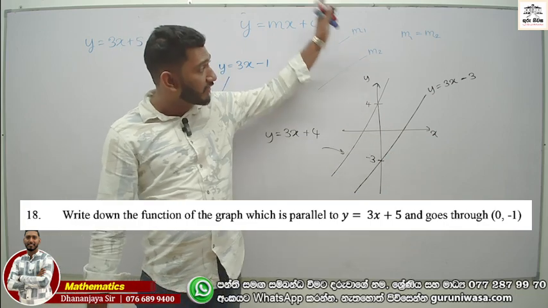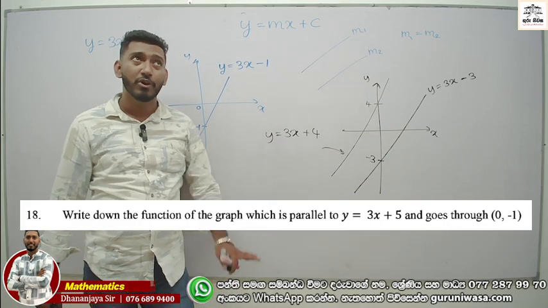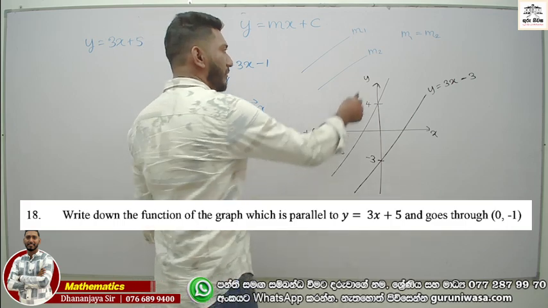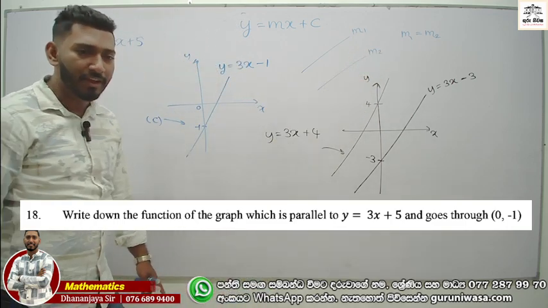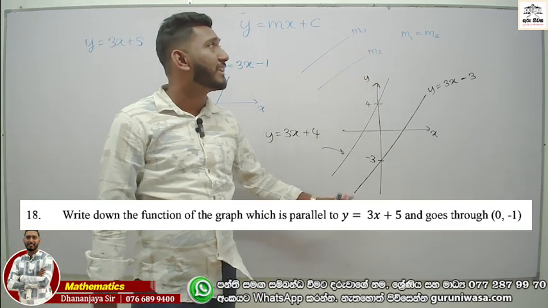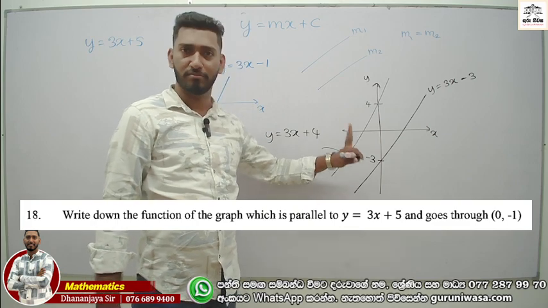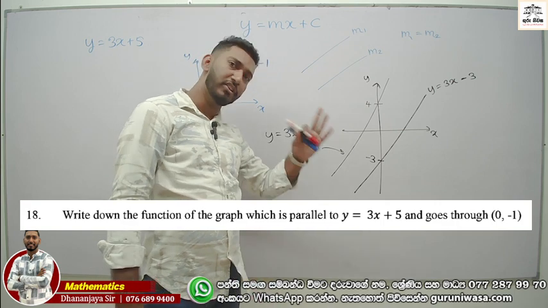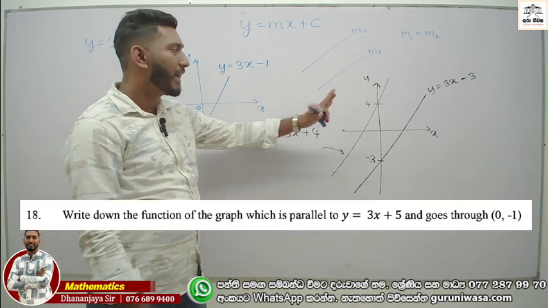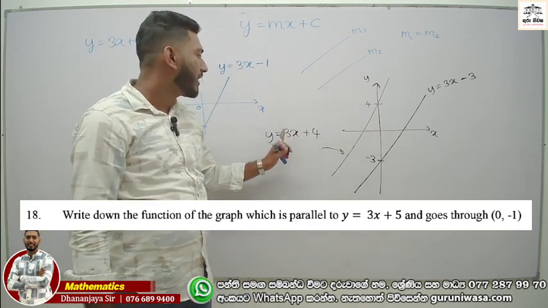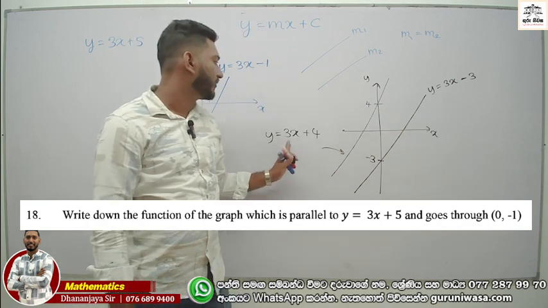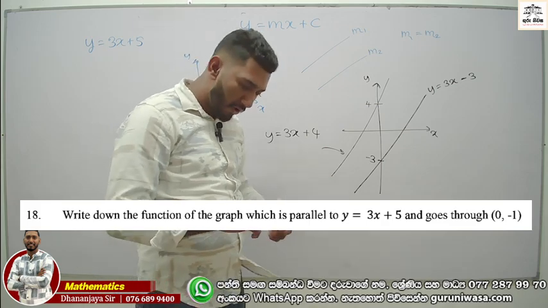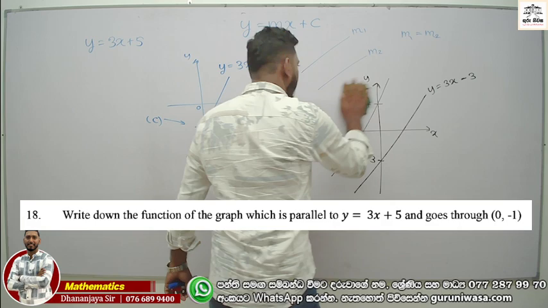Right? Now, tell me another equation parallel to these graphs. Tell me another equation. y equals 3x plus 7. That's correct. And y equals 3x plus 1. Alright, that's correct. And y equals 3x minus 8. That is also correct, because parallel graphs, look at the equations, therefore the gradient should be equal.